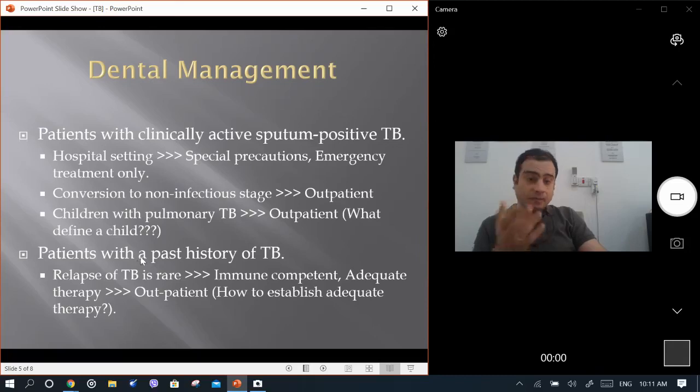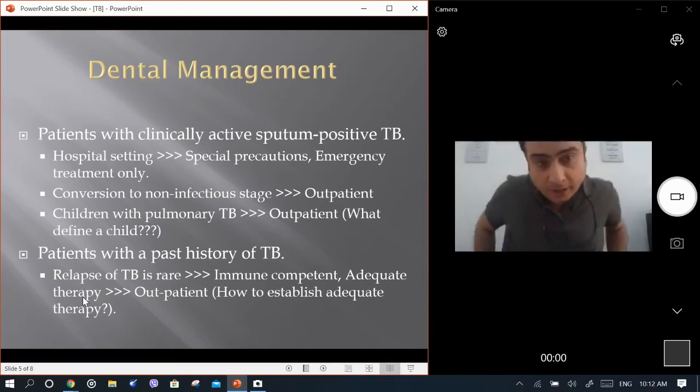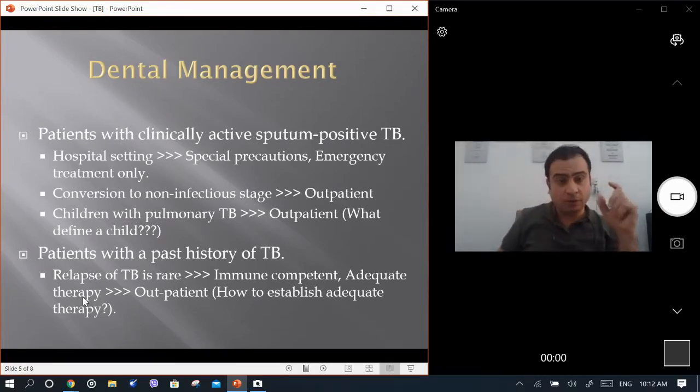Patients, moving to another category: patients with a past history of tuberculosis. If the patient gives a history of having had tuberculosis in the past, which has been treated, those can usually be treated safely, provided they have already received an adequate regimen for this disease and are immunocompetent. An adequate therapy can be about 6 months for the recent regimens, or as long as 18 months for previous regimens.